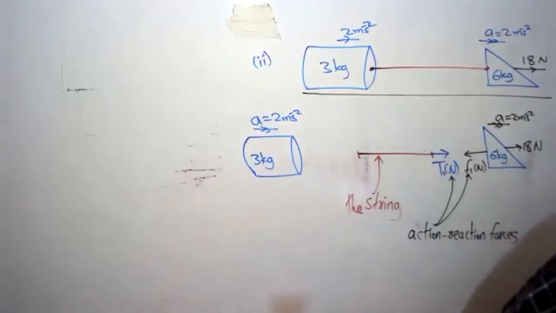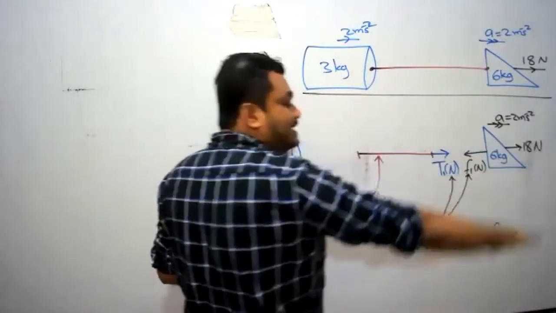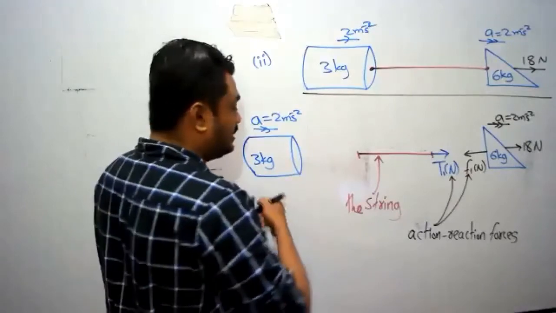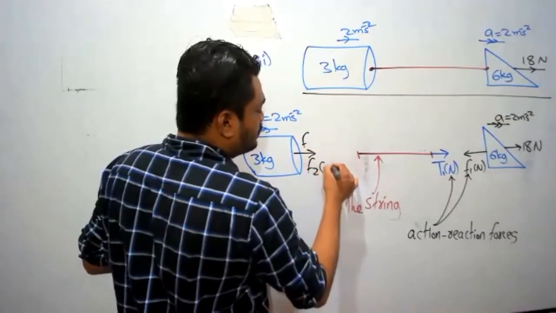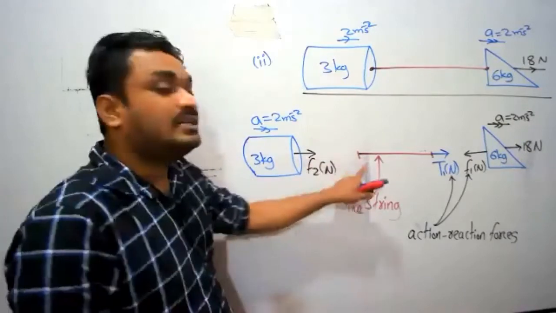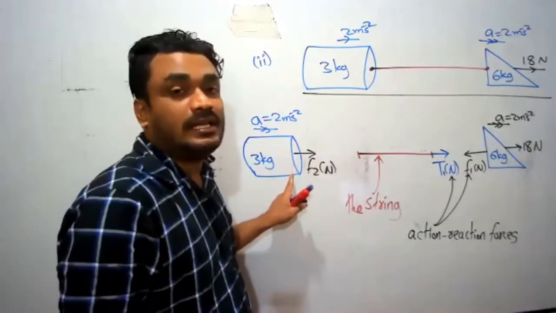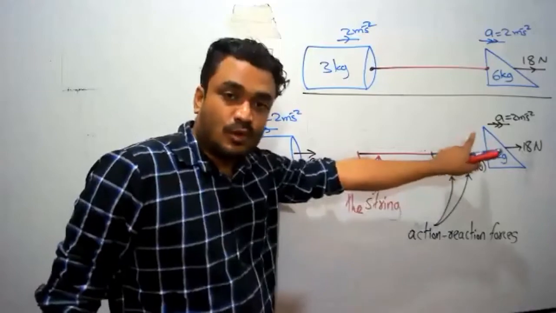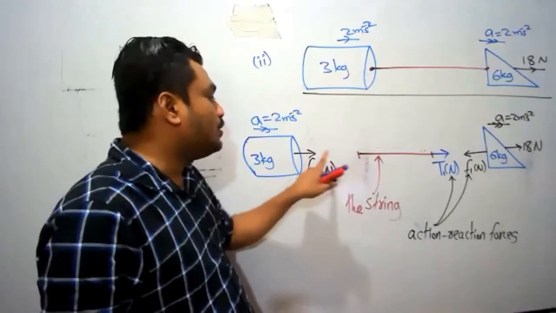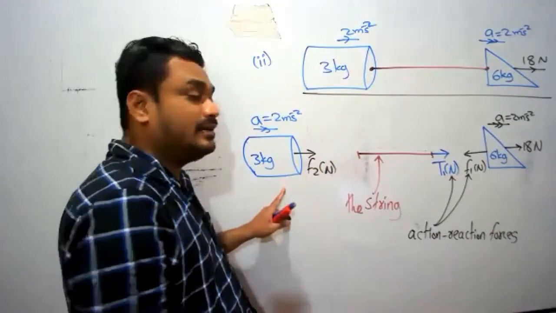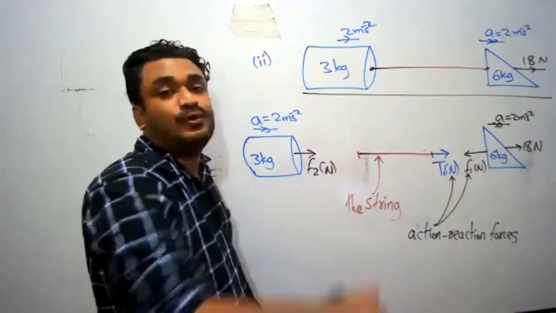As the string is connected to the 3 kg object, when the string is moving right hand side, it pulls the 3 kg object by a force of F2 Newton. Who gives this F2 Newton force? The string. Why? The string is connected to the 3 kg object. So once the string is moving to a certain direction, it pulls the object with it. So the string pulls the object by a force of F2 Newton. Then the 3 kg object moved right hand side with this acceleration because of this F2 Newton force.